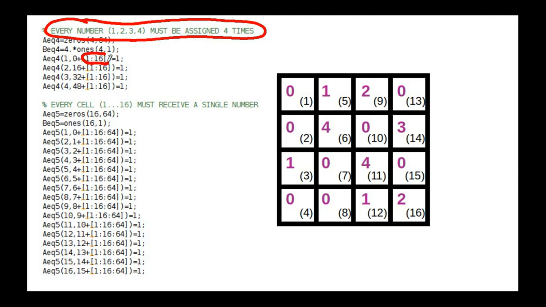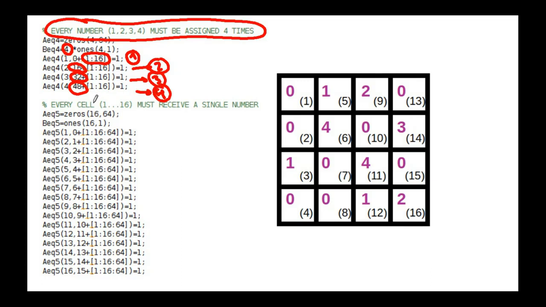All the elements in the optimization array that belong to number 1, the first equation is for number 1, must be equal to 4, as you can see here, because I must assign every number 4 times. The second equality constraint, all of them are equality constraints, is for number 2. That's why I add 16 as before. Here 32 and 48 because I'm talking about number 3 and 4.